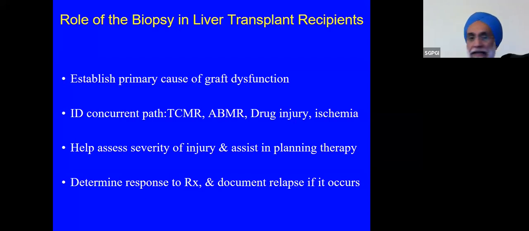Of course, we need biopsies to establish the primary cause of graft dysfunction. And sometimes there's more than one cause, so you identify concurrent pathology. There might be TCMR, but also ABMR and drug injury and ischemia, all in the same biopsy. So transplant pathology can be complex.